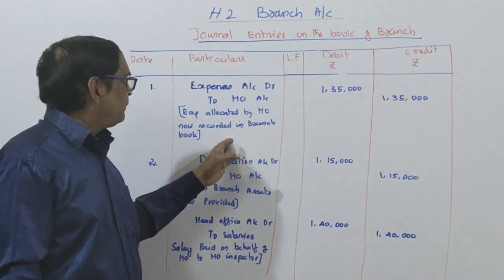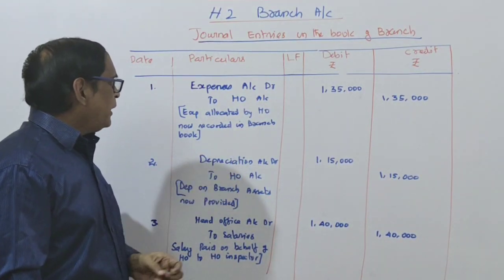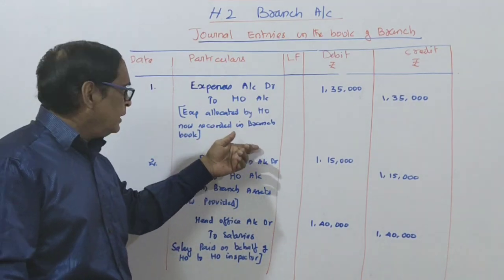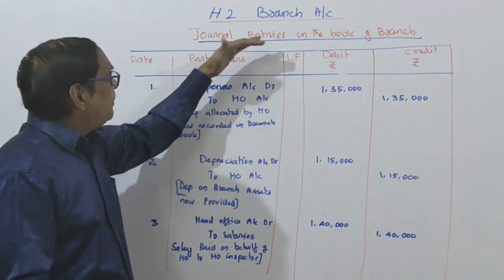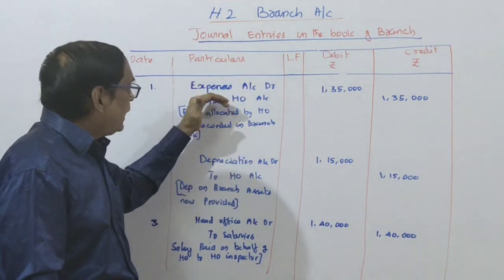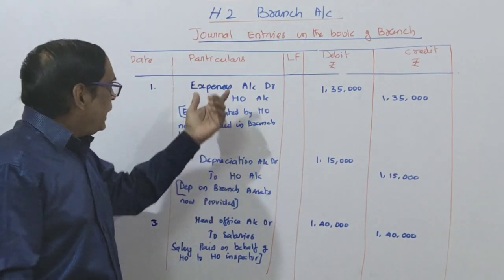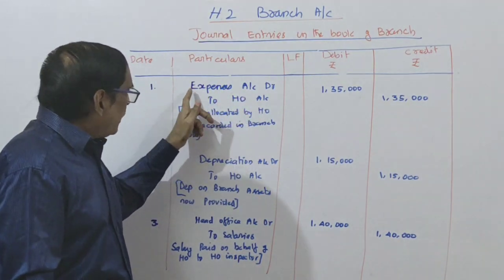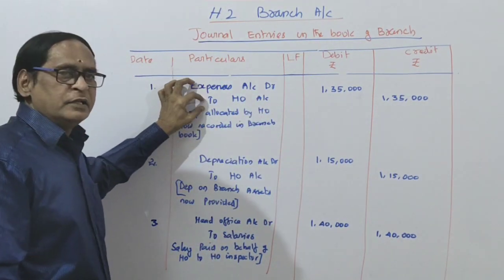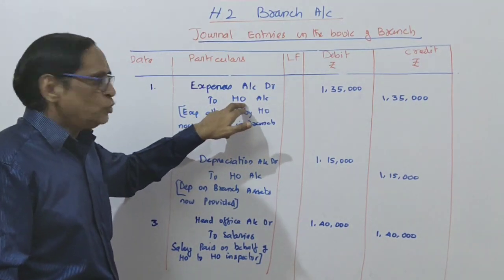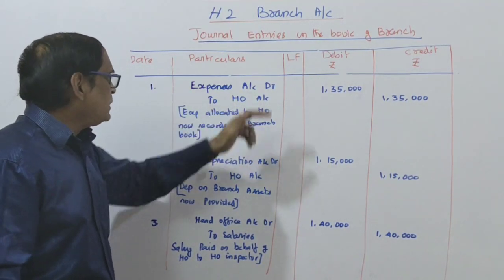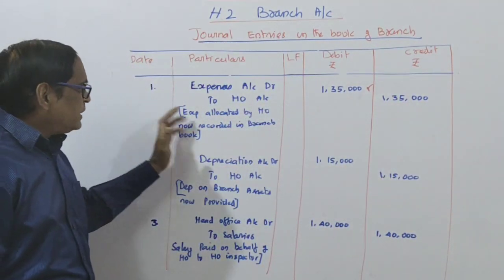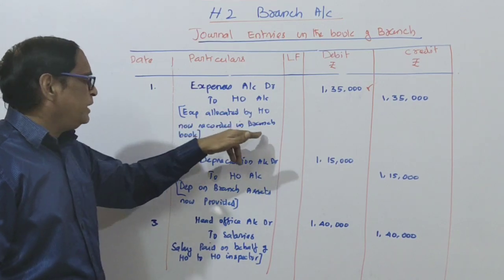Let's solve the question. First of all, the expenses allocated by head office are now recorded in the branch book. The expenses belonging to the branch have been allocated by head office. So, in the branch book, we have to treat them as own branch expenses. So expenses should be debited. Expenses account debit to head office. It was already met by head office, so credit the giver. This is the first journal entry. Narration: expenses allocated by head office now recorded in branch book.